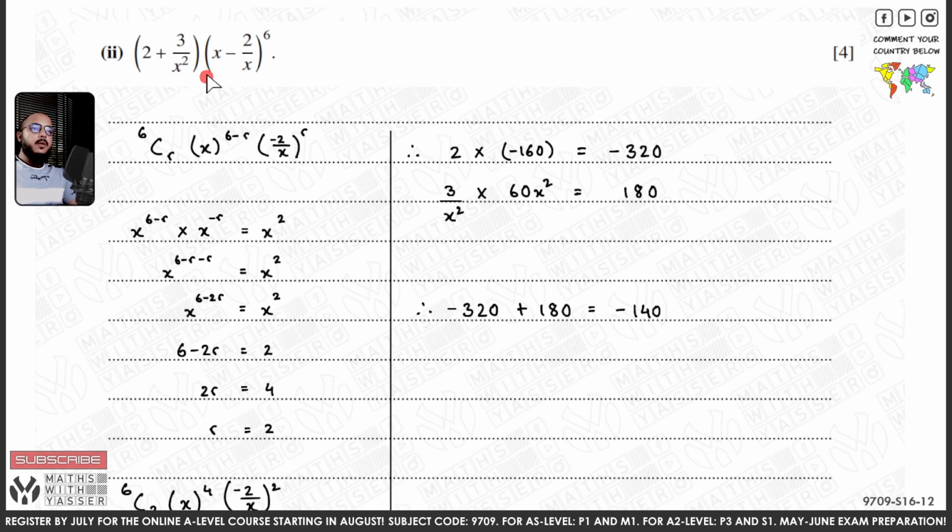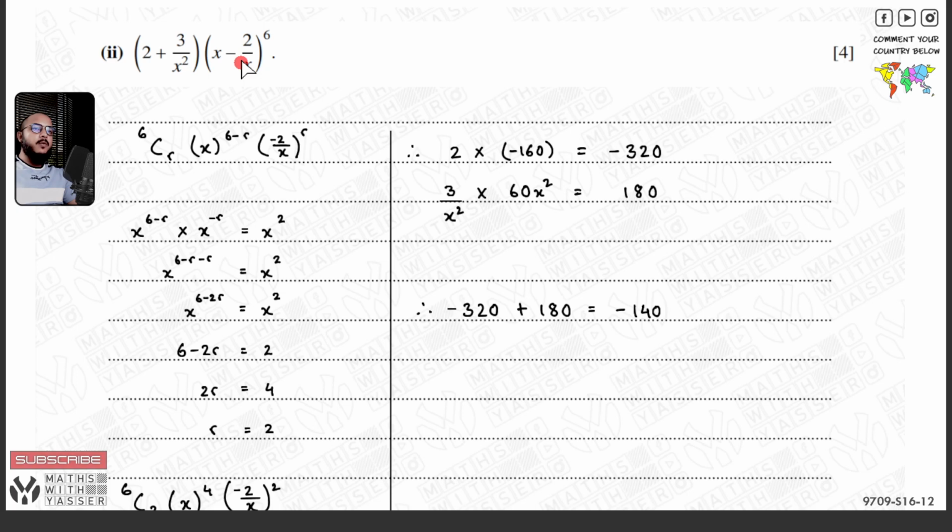So previously we found that when r equals 3, only for this expansion, we are getting the term independent of x. Now you can see that when we multiply 2 plus 3 over x square with this expansion, the only time we will get the term independent of x is when we multiply 2 with the term which was independent of x for this expansion. Now we also need to multiply 3 over x square with something from this expansion, which will also give us an independent term of x.